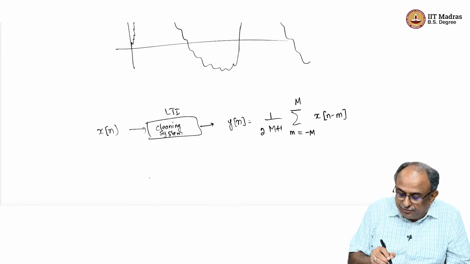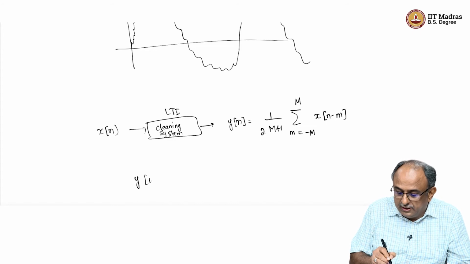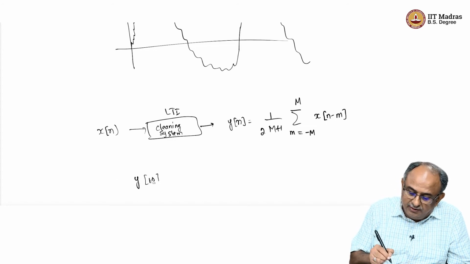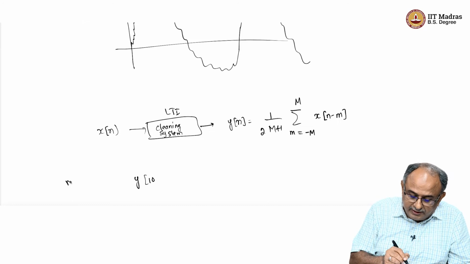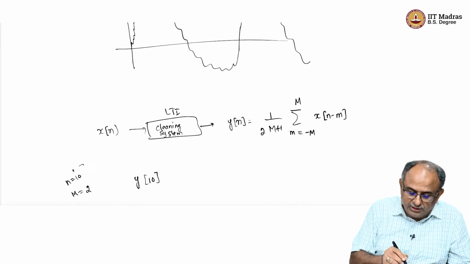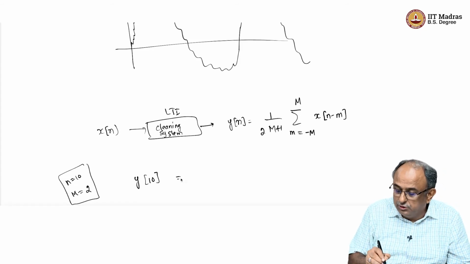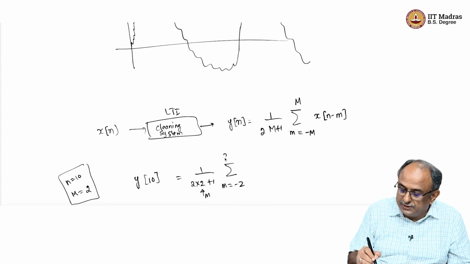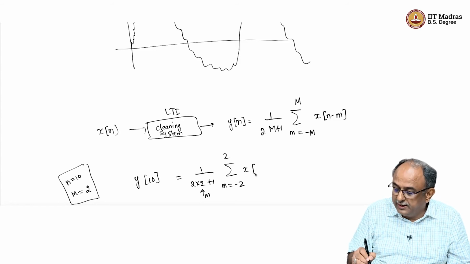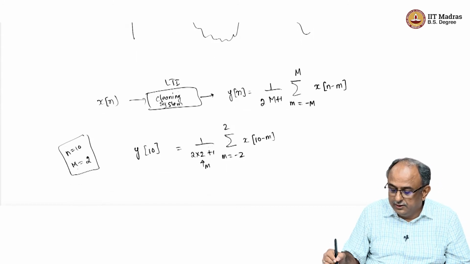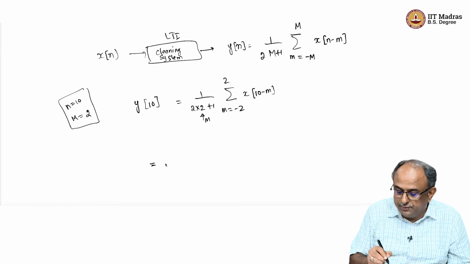So, if I am looking at the 10th sample, so here n is 10, and let us say capital M is 2. So, I am going to take capital M equal to 2. This is 1 over 2 times 2 plus 1, that is capital M plus 1, summation m equals minus 2 to plus 2 of x of 10 minus m. So, this is equal to 1 by 5.